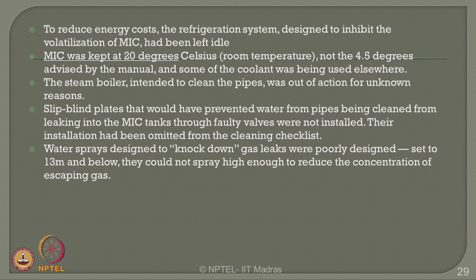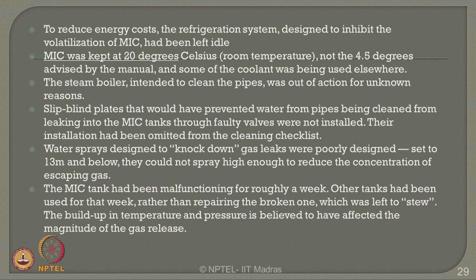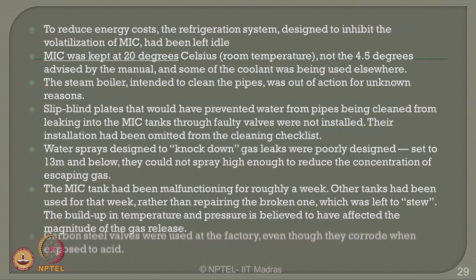Water sprays designed to knock down gas leaks were poorly designed. Set to 13 meters and below, they could not spray high enough to reduce the concentration of the escaping gas in the atmosphere. The methyl isocyanate tank had been malfunctioning for roughly a week. Other tanks had been used for that week rather than repairing the broken one, which was left to stew. The build-up in temperature and pressure is believed to have happened, which affected the magnitude of the gas release.